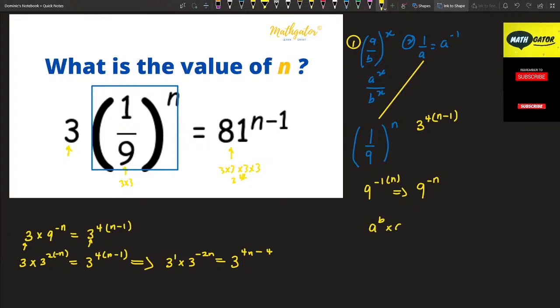Once I've established that, there's another rule that says that if I have a raised to the power b times a raised to the power c, since the base numbers are the same and the operation sign is multiplication, all we need to do is add the powers. So it's the same thing I'm going to be doing here. So it becomes 3 raised to the power 1 plus into bracket negative 2n equals 3 raised to the power 4n minus 4.